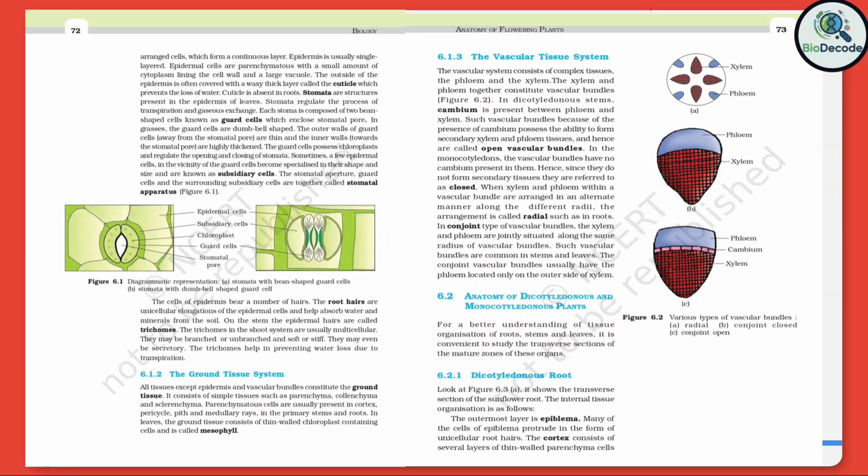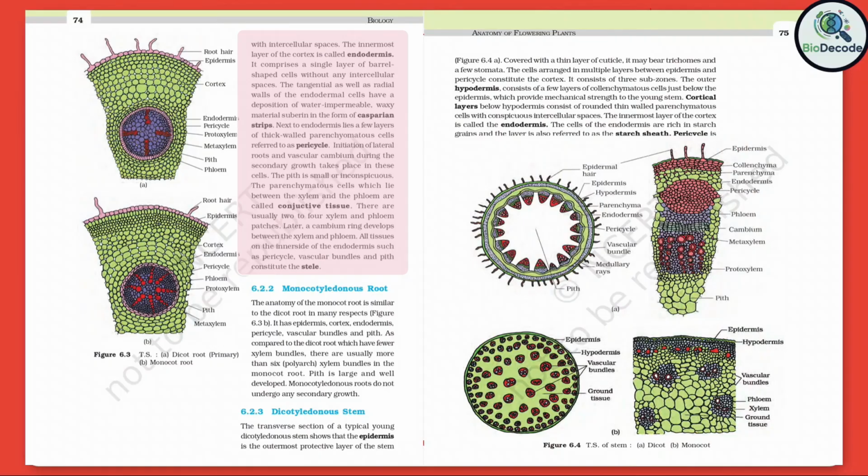Dicotyledonous root. Refer to Figure 6.3a, which shows the transverse section of a sunflower root. The internal tissue organization is as follows. The outermost layer is the epiblema. Many cells of the epiblema protrude outward as unicellular root hairs. The cortex consists of several layers of thin-walled parenchyma cells with intercellular spaces. The innermost layer of the cortex is called the endodermis. It is made up of a single layer of barrel-shaped cells without intercellular spaces.